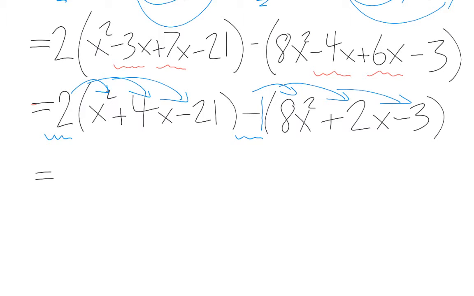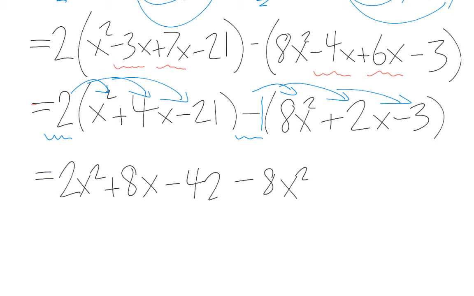So 2 multiplied by x squared is 2x squared. 2 multiplied by positive 4x is positive 8x. 2 multiplied by negative 21 is negative 42. Now over to the right, we want to multiply everything in the brackets by negative 1. Negative 1 multiplied by 8x squared is negative 8x squared. Negative 1 multiplied by positive 2x is negative 2x. Negative 1 multiplied by negative 3 is positive 3.